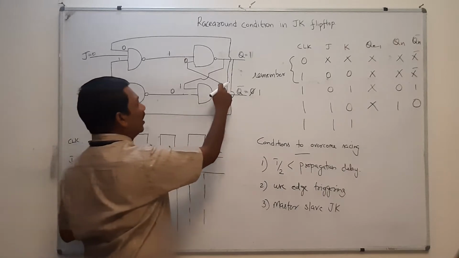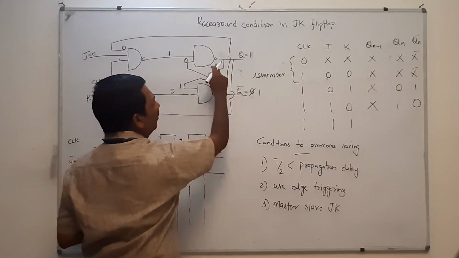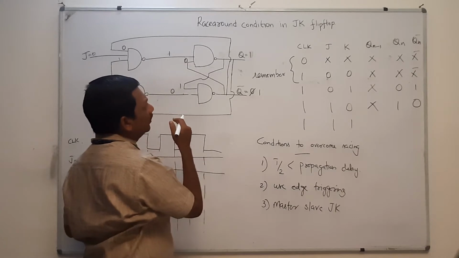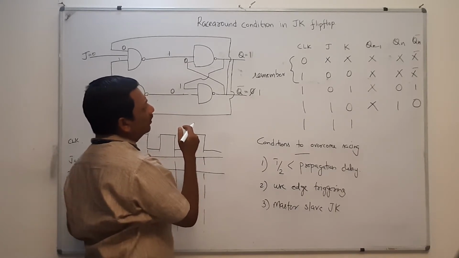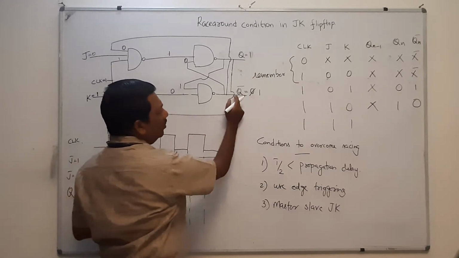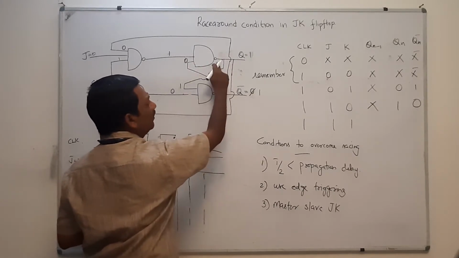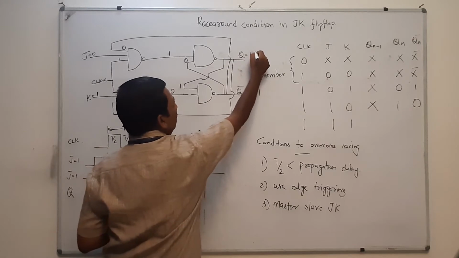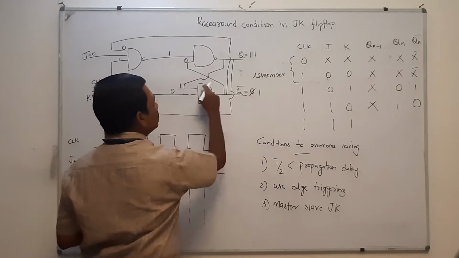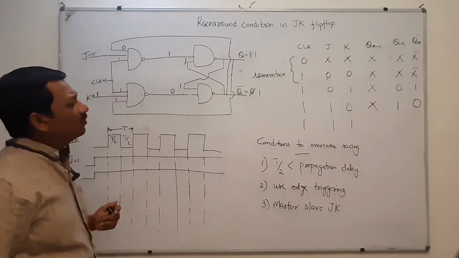And here what will happen? 1 and 0 is 0. If you take the complement, what will happen? That is, now this has changed to 1 and 0. 1 and 0 is 0. If you take the complement, what will happen? That is again 1. Okay, 1. And that 1 is put here, and this 1 is put as input to this. Okay. Now what will happen?